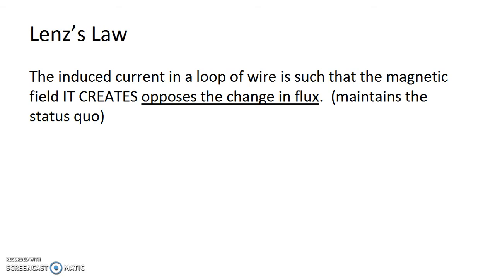So it's all about this idea that the universe is stubborn. The universe doesn't like change. And so when you change something, the universe tries to get it back the way it was. It's almost like a conservation law, if you want to think of it like that. So whenever some external situation occurs that causes a change in flux, the universe tries to oppose that change by creating a magnetic field, by inducing a current, or inducing a voltage to cause that to happen. So let's look at some examples.